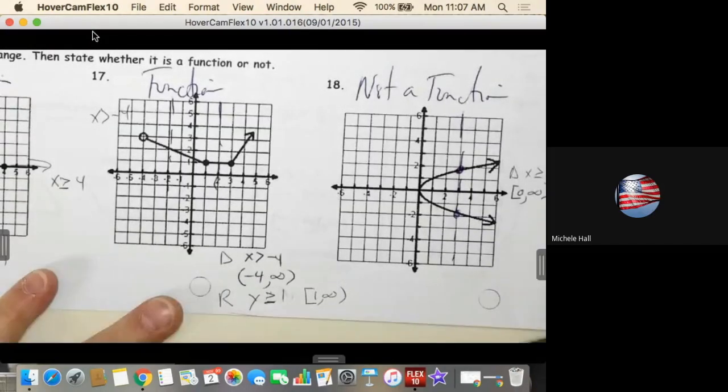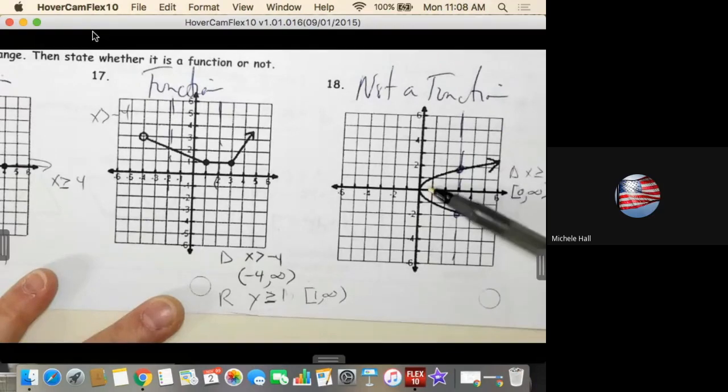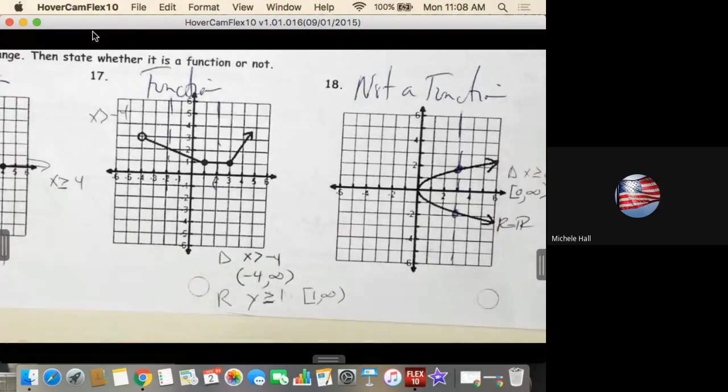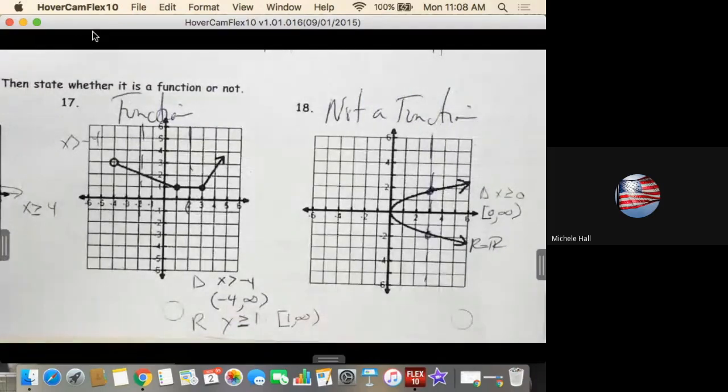And then the range, what about the range on this one? Range, is it up here? Yes, because it's going to up, up, up, up, up. What about down here? Same thing. So it would be all the reals for the range. I just wanted to mention domain and range. We're going to be working on it in chapter 1.